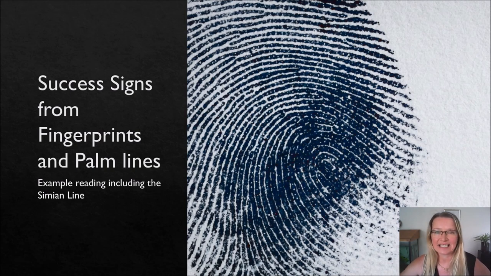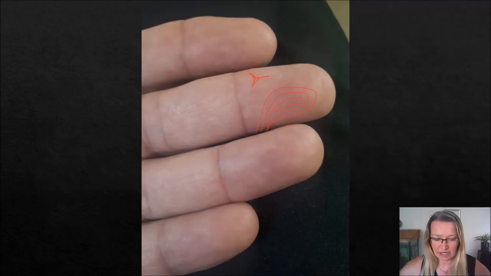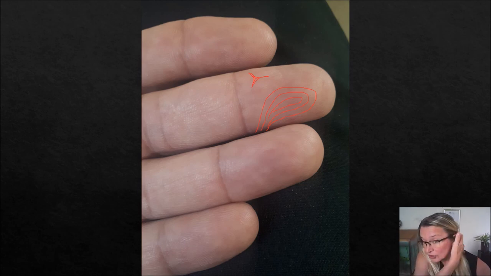Today we are discussing quite a bit about the fingerprints, and we are talking about success signs from those fingerprints and also from the palms, because this is another example reading. So before I go on with the reading, we're going to quickly have a mini lesson on three types of fingerprints. I will do a specific video for fingerprints later on. But for now, we are going to have a quick lesson on what they might mean, as well on this person's hands, for an example.